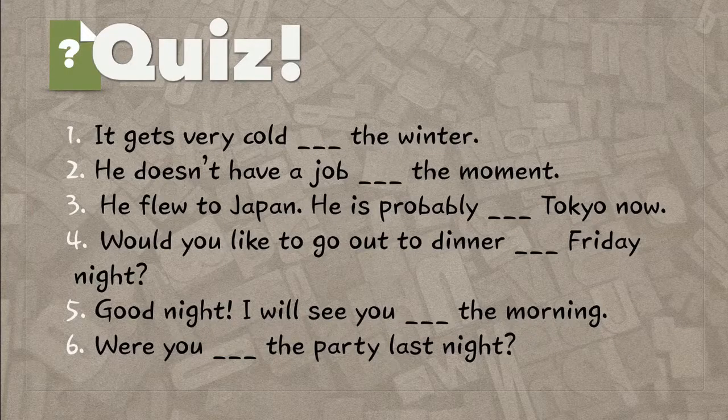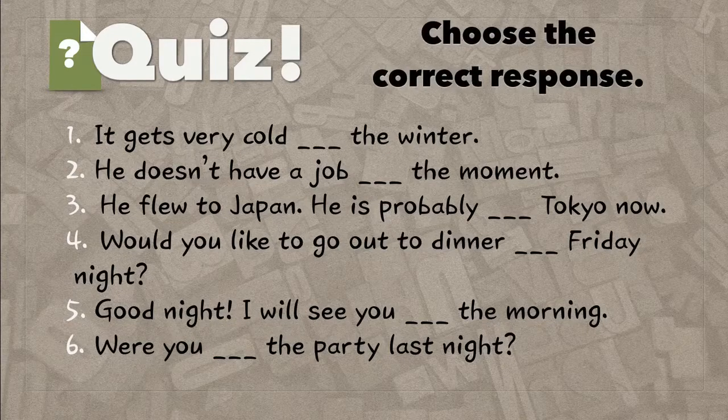So let's take a moment and quiz you on the proper use of in, on, at. Are you ready? Try to choose the correct response. Take a moment, read these, and think of the right answer. I'll give you a few seconds. Go for it. Okay.